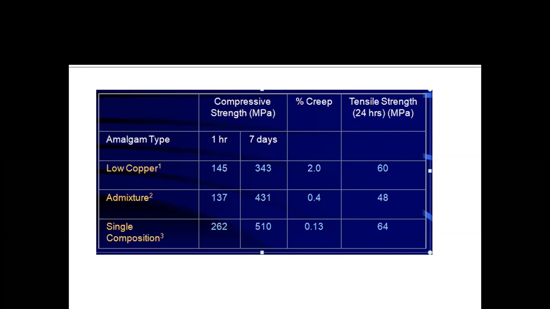In these alloys, in admixture it is 0.4, and in single composition it is 0.13. Remember. Now, talking about tensile strength, low copper amalgam alloys have more tensile strength compared to admixed alloys, and single composition, definitely all the properties are high except for creep percentage. This is what is there for the compressive strength and tensile strength of your different amalgam alloys.